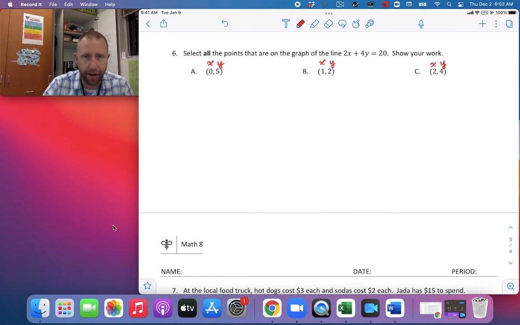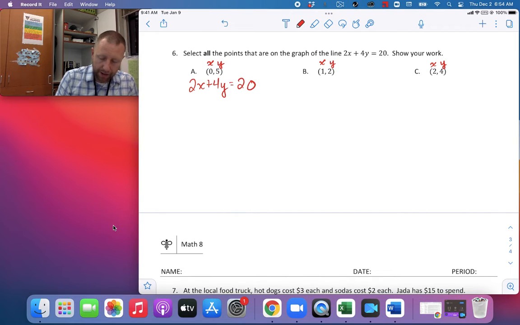I don't actually graph it. I can't actually graph it. It's not telling me the slope or the y-intercept. It's not in the right format. So I can't graph it. What I can do is put in these coordinates and see if it makes the equation true. So for the first one, for A, I'm going to rewrite the equation, 2x plus 4y equals 20. And I'm actually going to do that for all of these.